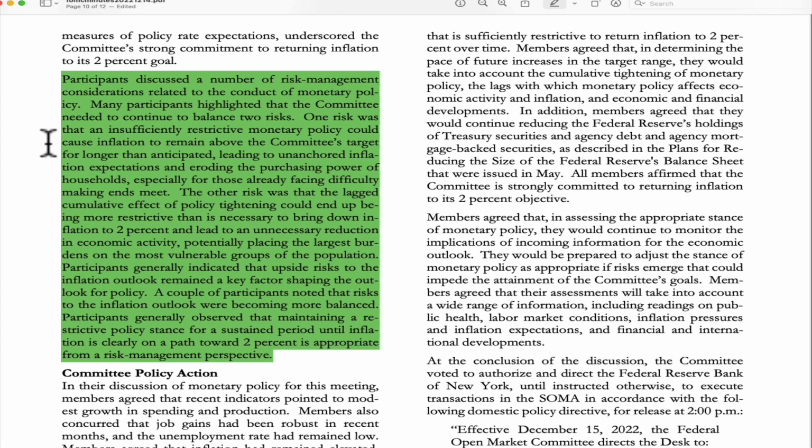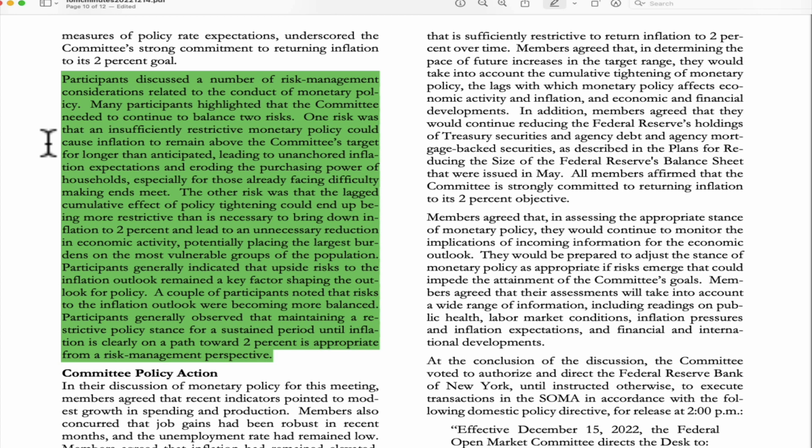The other risk was that the lagged cumulative effect of policy tightening could end up being more restrictive than is necessary to bring down inflation to 2% and lead to an unnecessary reduction in economic activity, potentially placing the largest burdens on the most vulnerable groups of the population. Participants generally indicated that upside risks to the inflation outlook remained a key factor shaping the outlook for policy. Notice which side they're leaning on here. A couple of participants noted that risks to the inflation outlook were becoming more balanced.